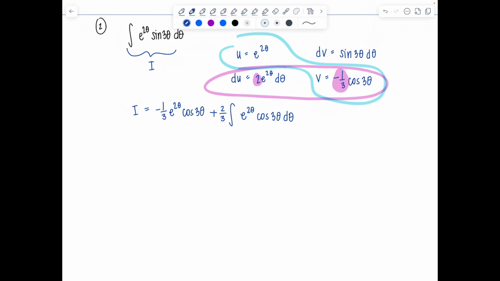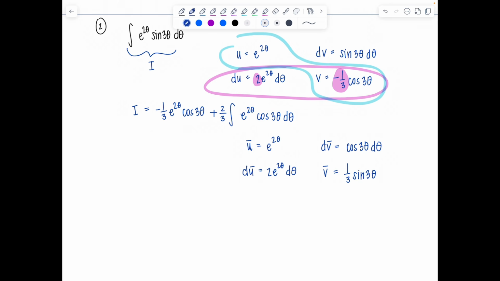So you're going to pick a u bar and a dv bar. And whatever you picked u to be the first round, in this case the exponential function, it needs to be again the exponential function in this round, and then dv bar is going to be the trig function. If you have them the other way around, it doesn't matter, just be consistent in both rounds. Okay, then we're going to find du bar, so 2e to the 2 theta d theta, and then v bar, which is going to be positive 1/3 sine 3 theta this time.